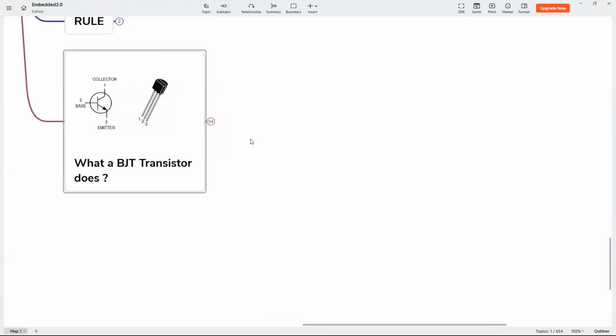So today, the topic we are going to focus on is the BJT, the bipolar junction transistor, because without a transistor, we can't work with any switching application. That's why we are getting into the transistor today.